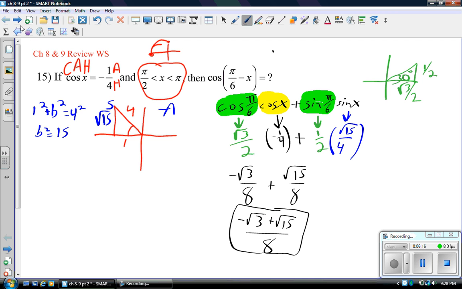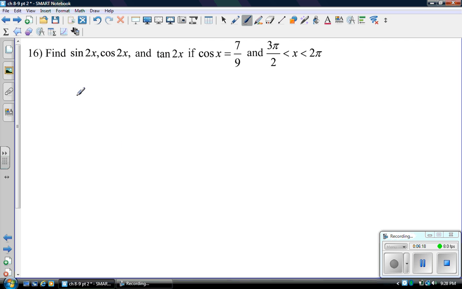Okay, 2 more to go. Next one I'm going to do is number 16. There's actually 3 parts. I'm using double angles here. Remember, this doesn't just mean I find the answer and double it or something. It's a double angle identity.